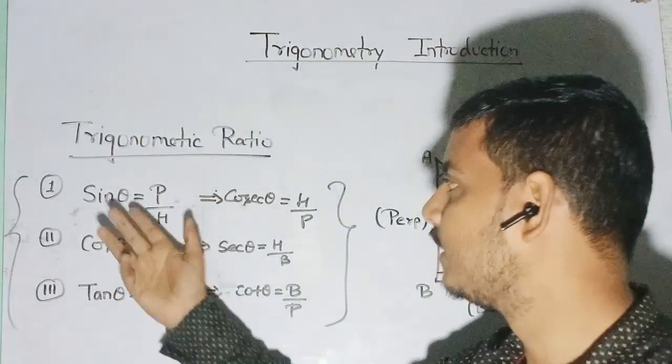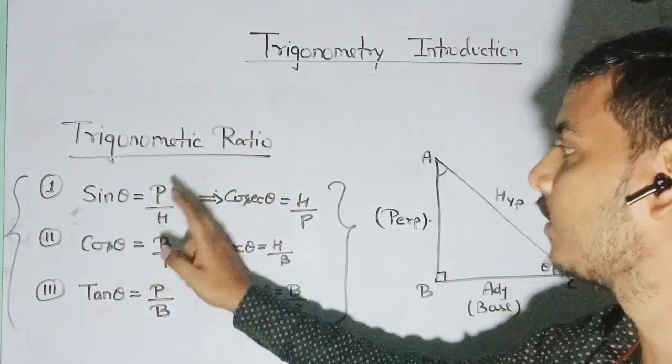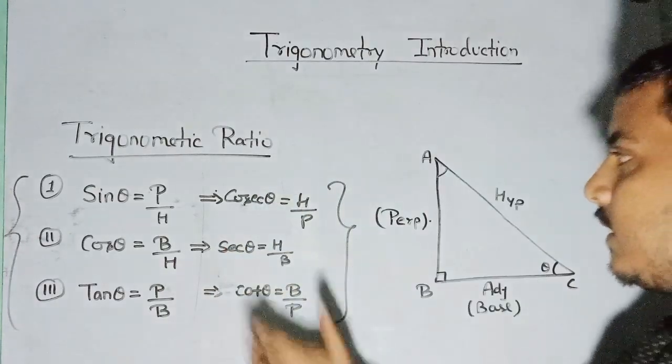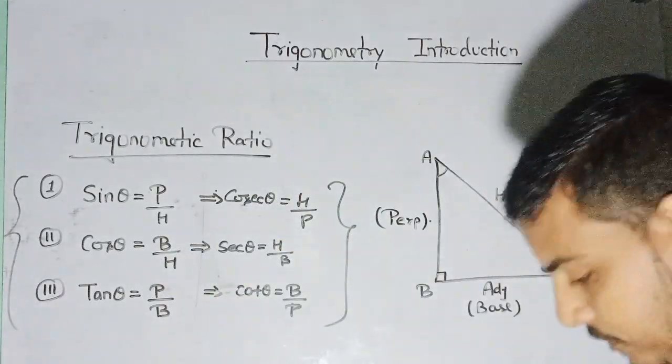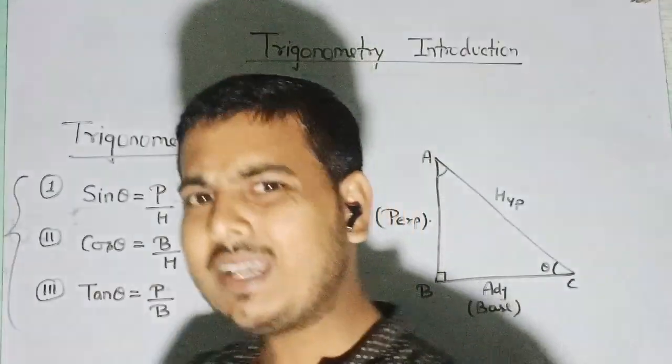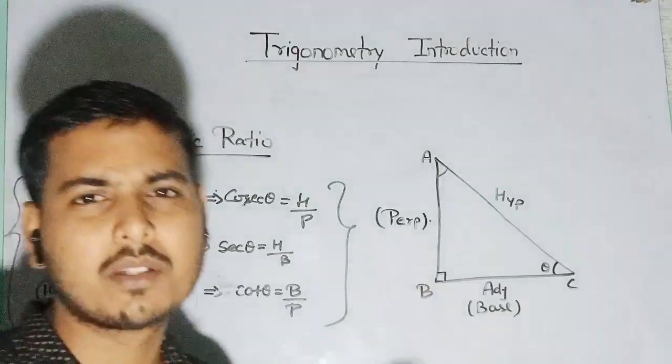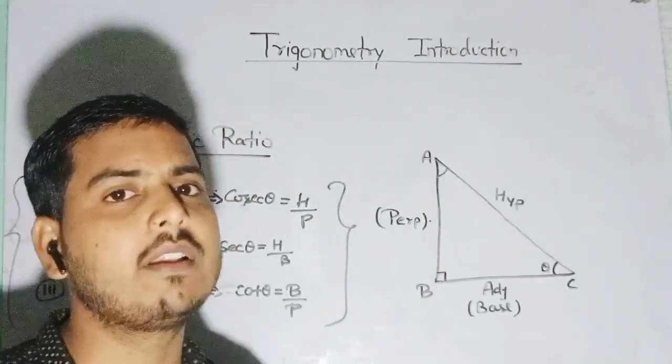Okay, so that is sin theta, cos theta, tan theta, cot theta, sec theta, and cosec theta. These are the 6 possible trigonometric ratios. Now we understand what is trigonometry and what is the trigonometric ratio.